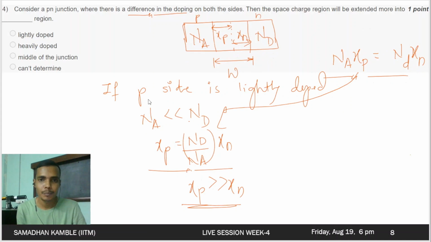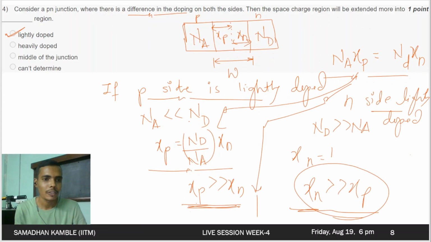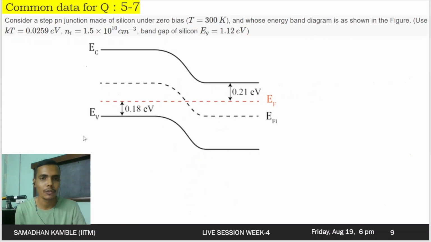So in our case, the p side was lightly doped, and therefore the region in which the space charge region will be highly extended is the p side, because xp is higher and p is lightly doped. So if you consider a difference in the doping, the space charge region will be extended more into the lightly doped region. So going to the next problem, problem number 4.